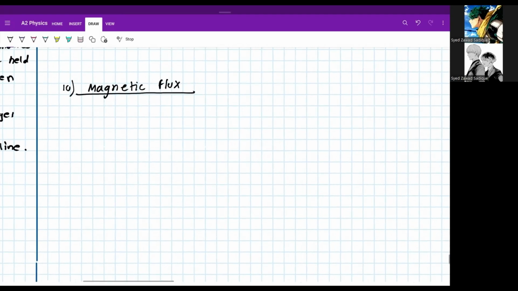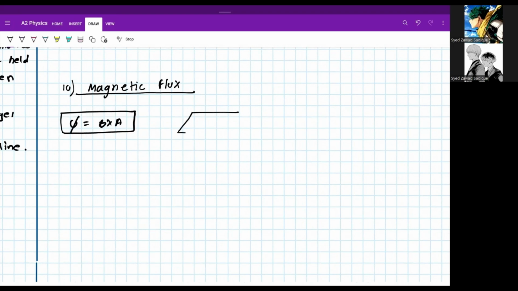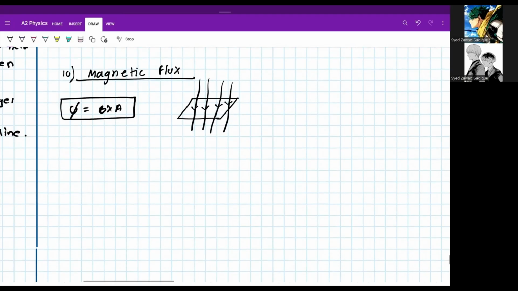So what is magnetic flux? Magnetic flux is phi equals B into A. This is the general formula, and this is the idea of magnetic flux. Say a sheet, 1, 2, 3, 4. The unit is Weber, Wb.